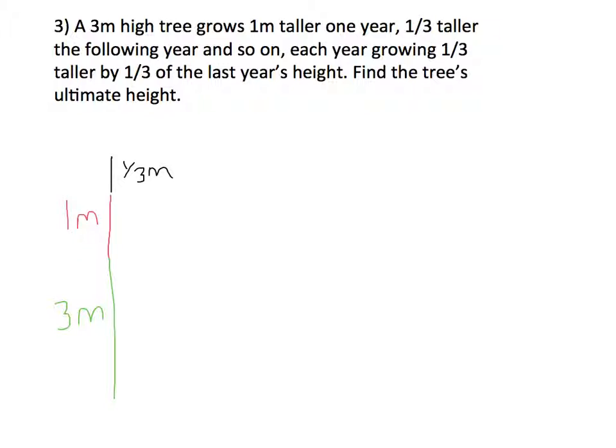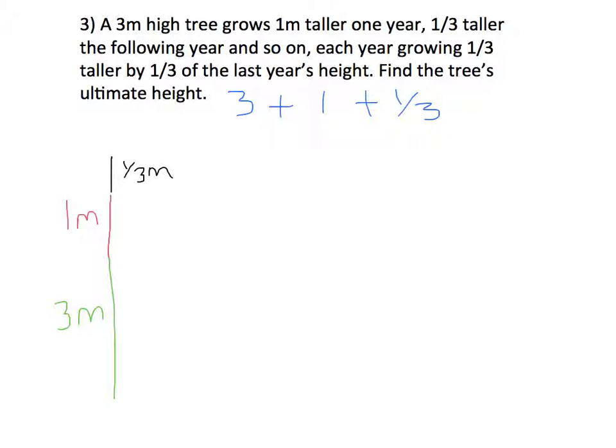So we need to find the sum of all of these terms. Let me just write the numbers in a series. So we've got 3, and then we've got 1, then we've got 1/3, and then 1/3 of 1/3, which is 1/9, etc.